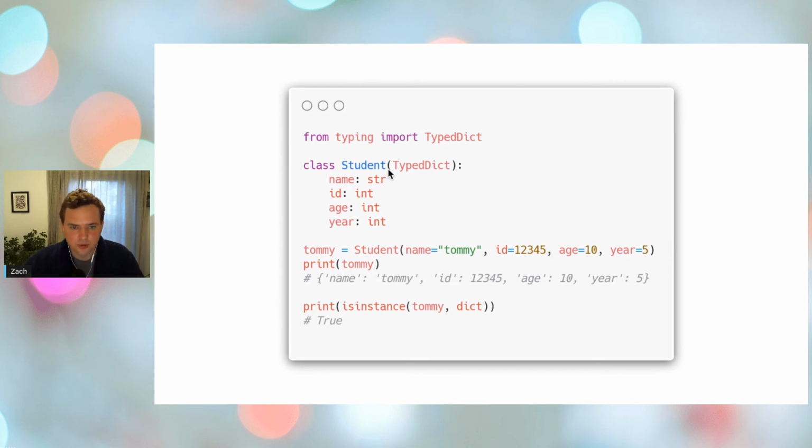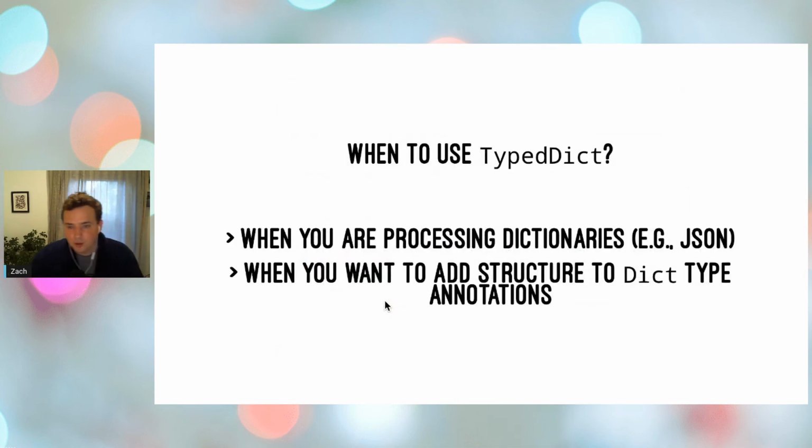To declare a new TypedDict, you declare a class, you inherit from TypedDict, and use the same syntax to say here are the attributes, here are the types. If I wanted to create Tommy and print Tommy, I just get a regular old dictionary, and I can even assert that Tommy is an instance of dict.